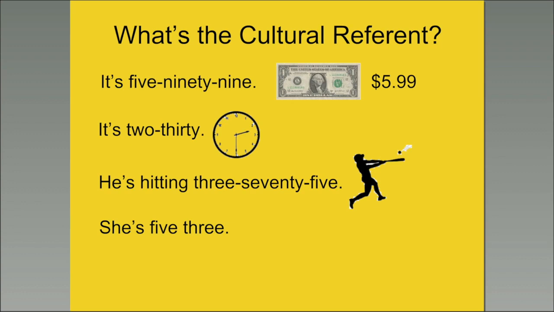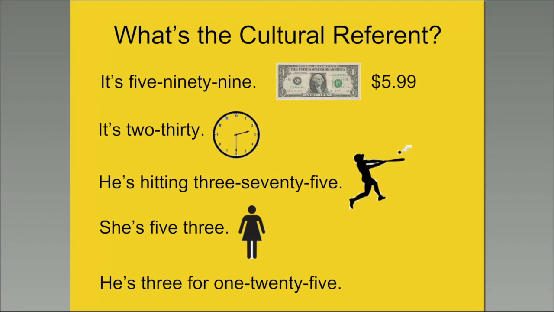How about this one? She's 5'3". Right on. It's the height. Okay, here's a challenge one. He's 3 for 125. No one's typing away on this one. Perhaps it's because this is outside of your cultural reference. This refers to cricket. Now, no one had problems typing in 375 for baseball.